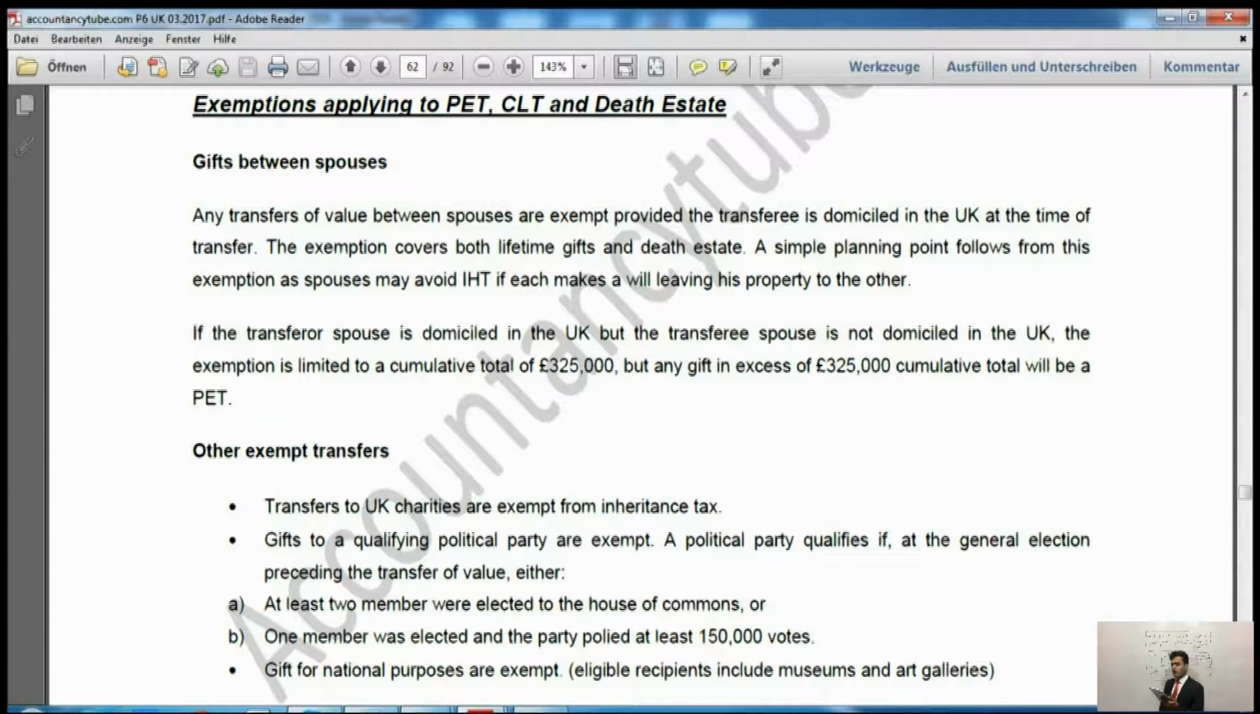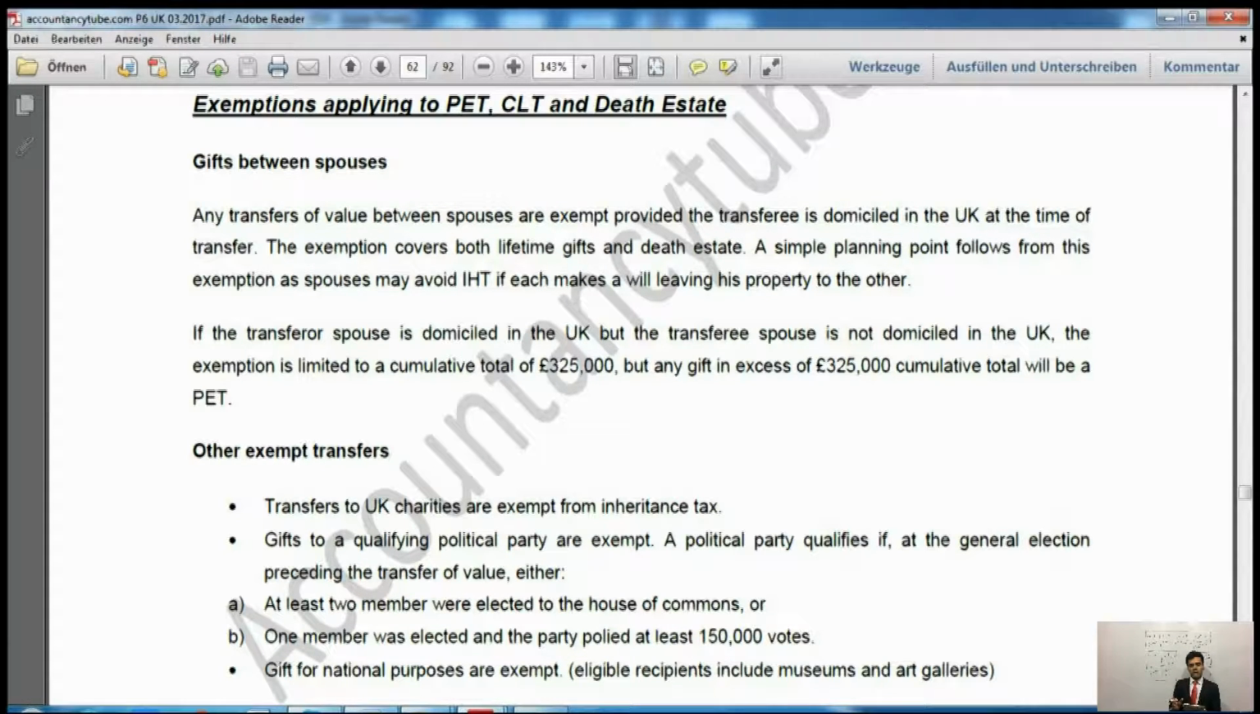So this £325,000, this is not the nil rate band. Many students I have seen confuse this figure with the nil rate band. Unfortunately, this is exactly the same figure, so that's why students confuse themselves. They think that this is the nil rate band. Now the nil rate band is something else, whereas this exemption for spouses is something else.